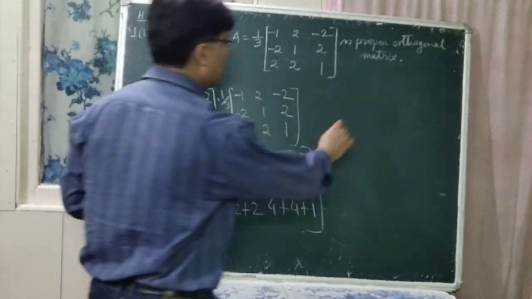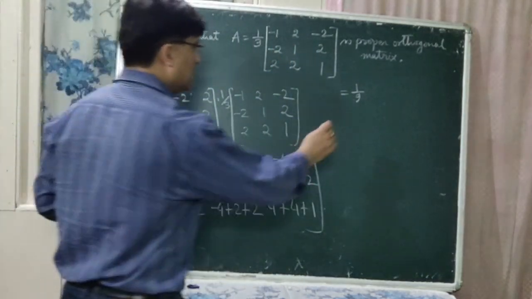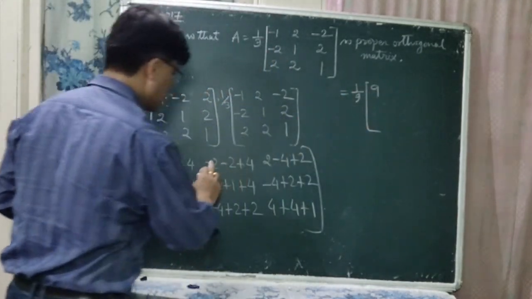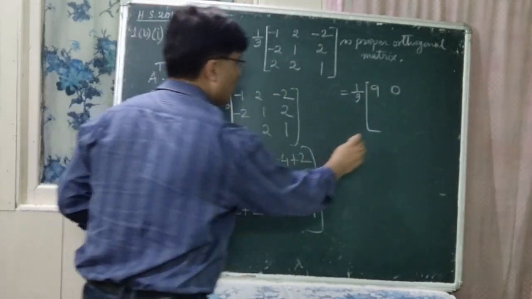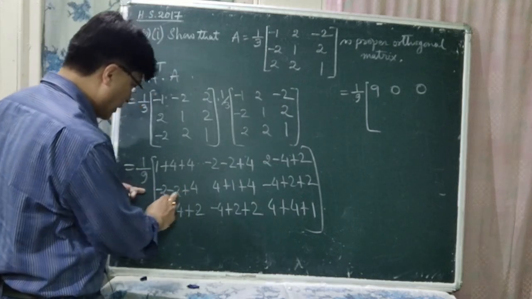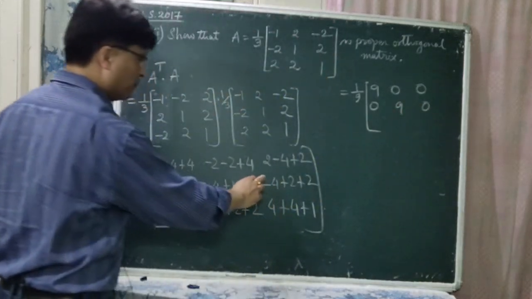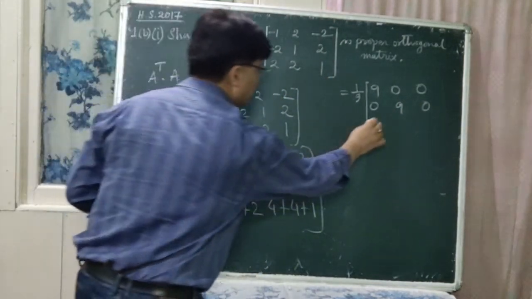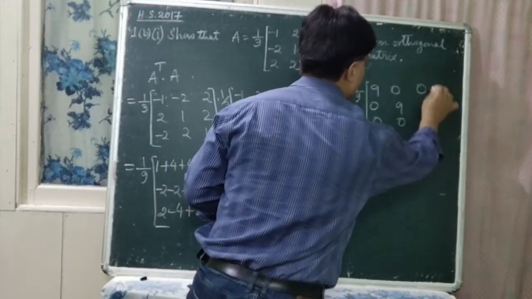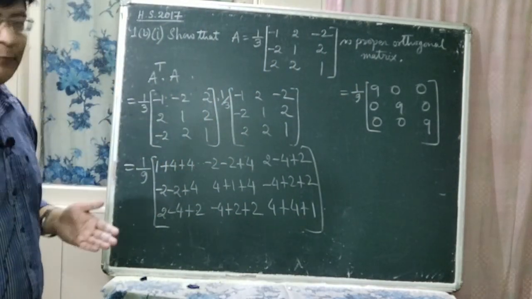So which is equal to 1 by 9, right? Then you can add all those numbers. 1 plus 4 plus 4, that is 9. Minus 4 plus 4, that is 0. This is also 4 minus 4 is 0. Is that clear? Next, this one will be 4 minus 4 will be 0. 4 plus 4 plus 1, 9. That is also 0, 4 minus 4. This is also 4 minus 4, 0. This is also 4 minus 4 is 0. And this is 9. Now multiply all the elements of that matrix by scalar multiplication 1 by 9.